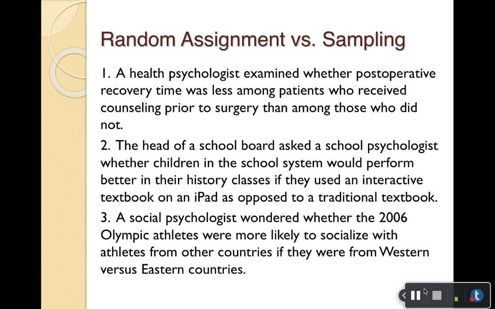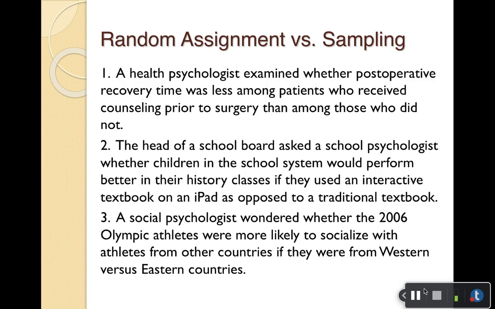In this case, we have children in the school system, and we probably have really good records and some kind of master list of all these children. So in that case, you could have the whole list of all the kids in the school system, and you could use a random number table or a random number generator to pull out random children to either receive the iPad or the traditional textbook.